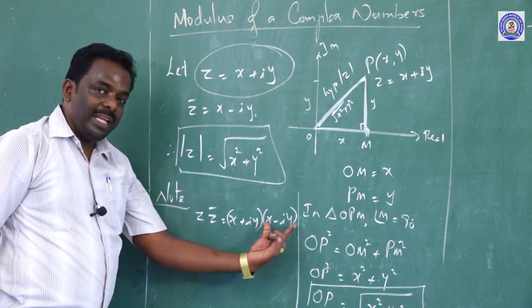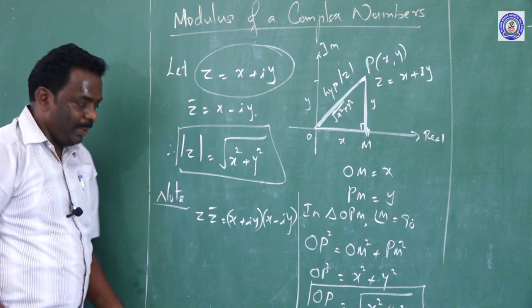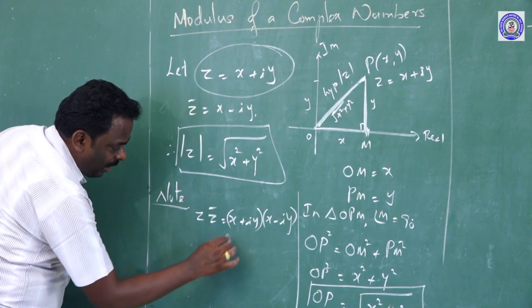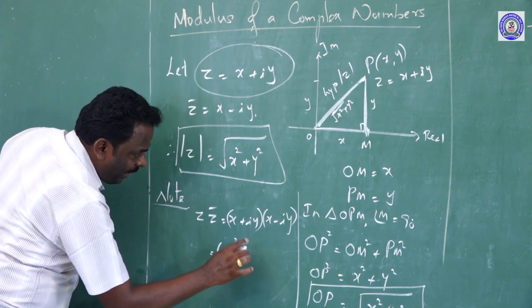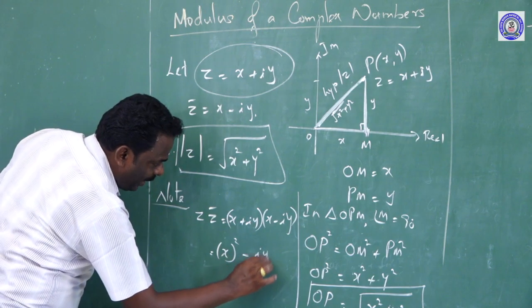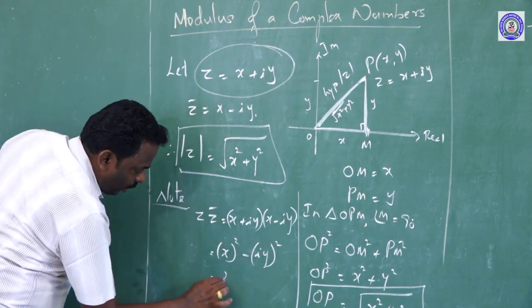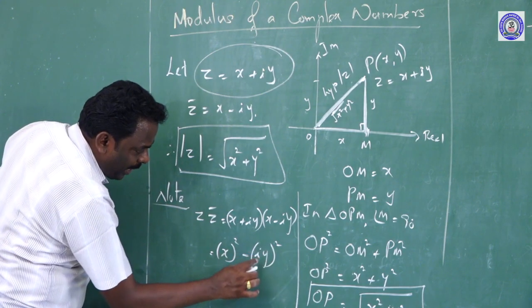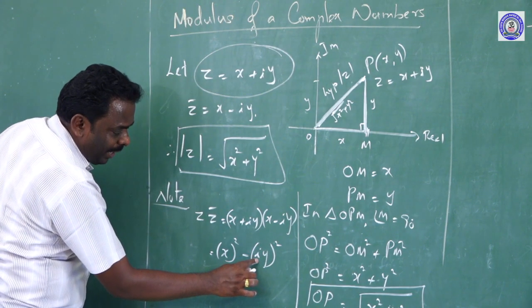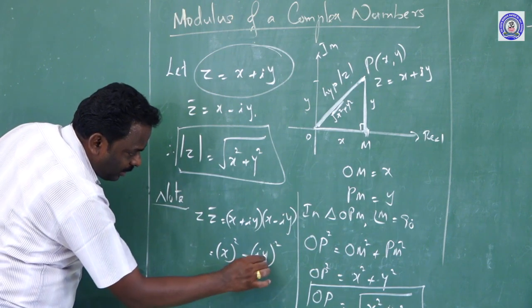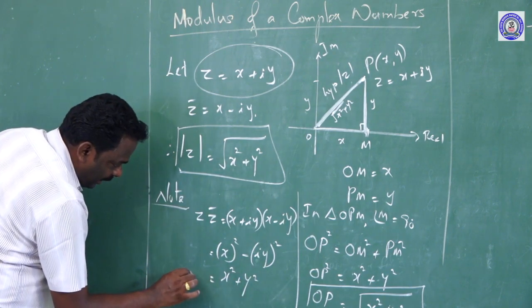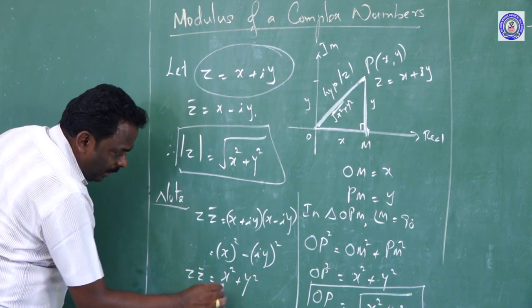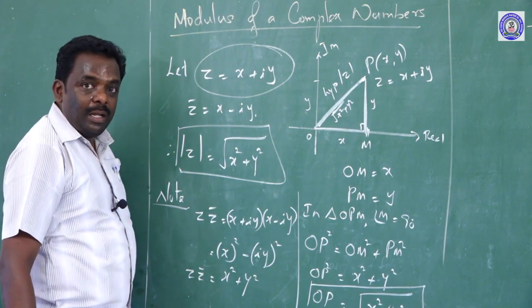Now (a plus b)(a minus b), applying the a square minus b square form. Here a is x, whole square, minus b is iy, whole square. That is equal to x square minus i square y square, and i square value is equal to minus 1, so minus minus gives plus y square. So z into z bar is equal to x square plus y square.